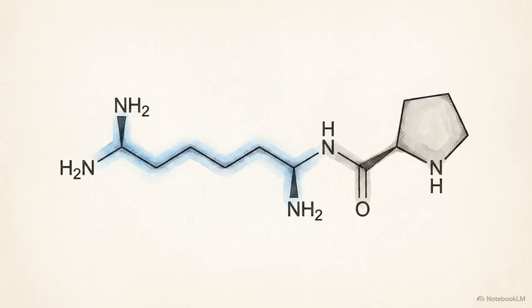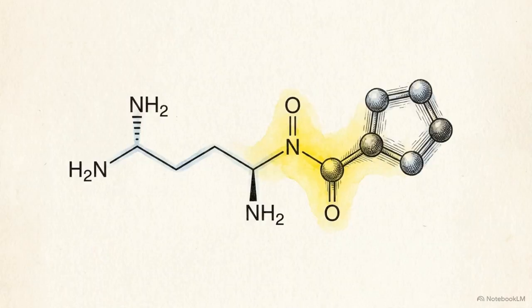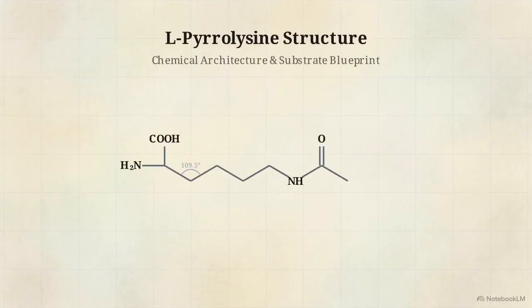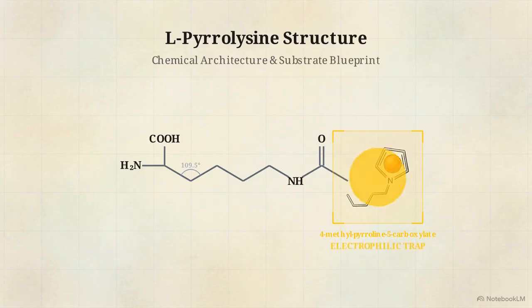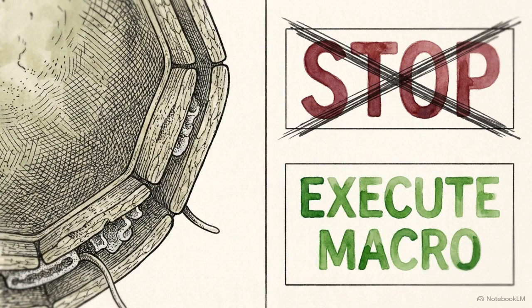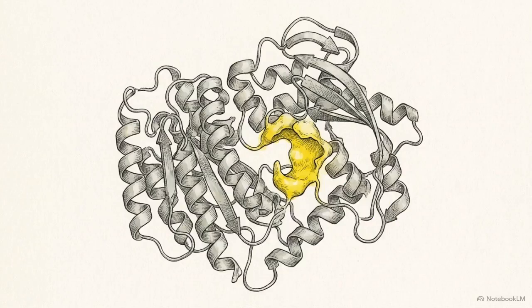That block is pyrrolysine. Structurally, it consists of an L-lysine core framework where the terminal nitrogen is linked via an amide bond directly to a specialized ring system. This is a blueprint of the pyrrolysine molecule. The terminal ring, specifically a 4-methylpyrroline 5-carboxylate, functions as a highly localized electrophilic trap. These ancient microbes utilize a software-like macro execution to hijack a universal stop sign, allowing them to build a highly active metabolic trap within their proteins.